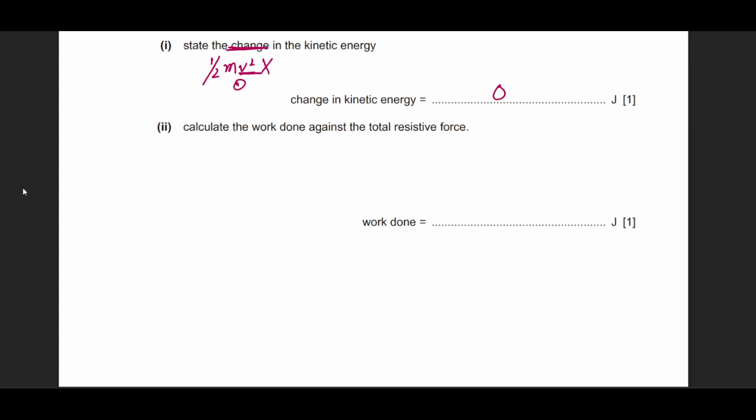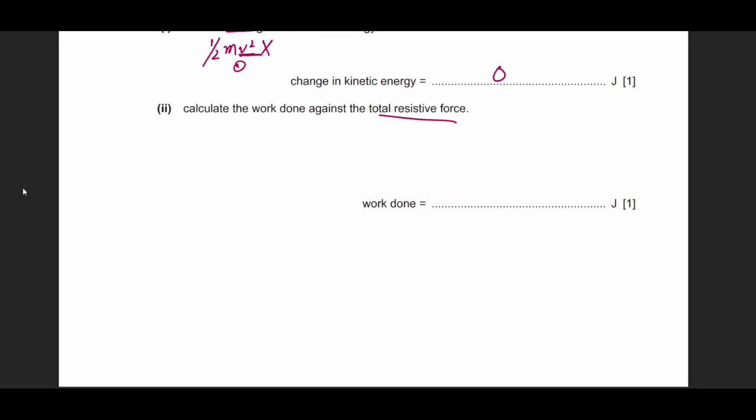Calculate the work done against the total resistive forces. Now, since this is about total resistive forces, that is only the 440 newtons. So work done is equal to force into distance. So this is 440 multiplied by how far it has moved, what distance it has covered till it experiences this much amount of work done. So that is 11,000 joules.